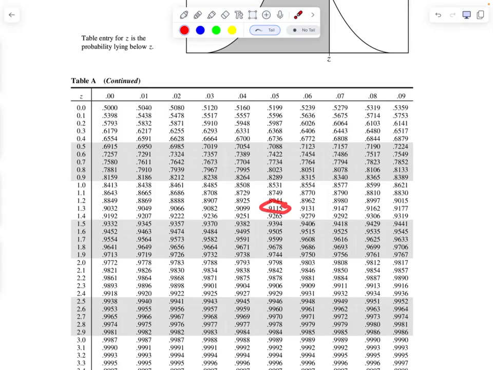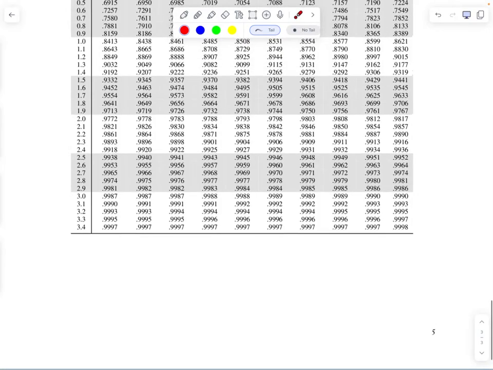Same problem we've been working with. IQ scores are normally distributed with a mean of 100 and a standard deviation of 16.